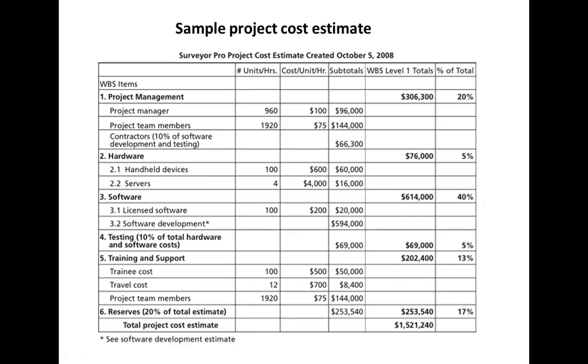What's the most costed? For project management, 20%, and for software, 40%. Hardware, 5%. Training and support, 13%. Reserves, normally they put some money as a reserve, because in case we need more money, we can use them. So, some instances. Okay, so this is a sample project cost estimate.